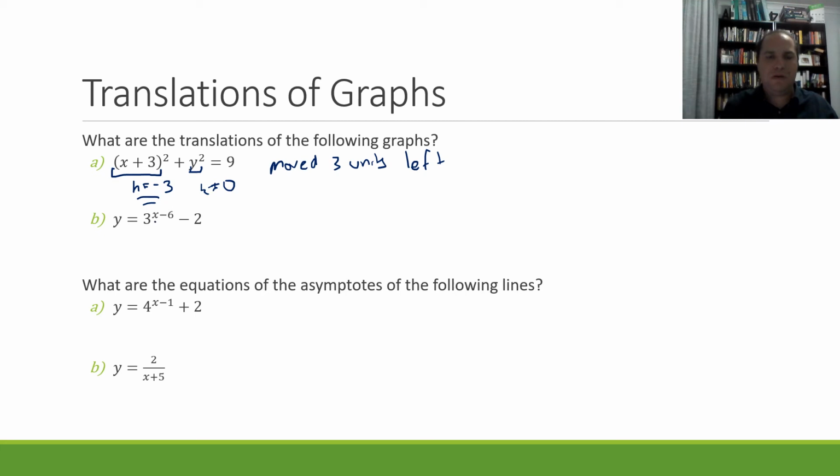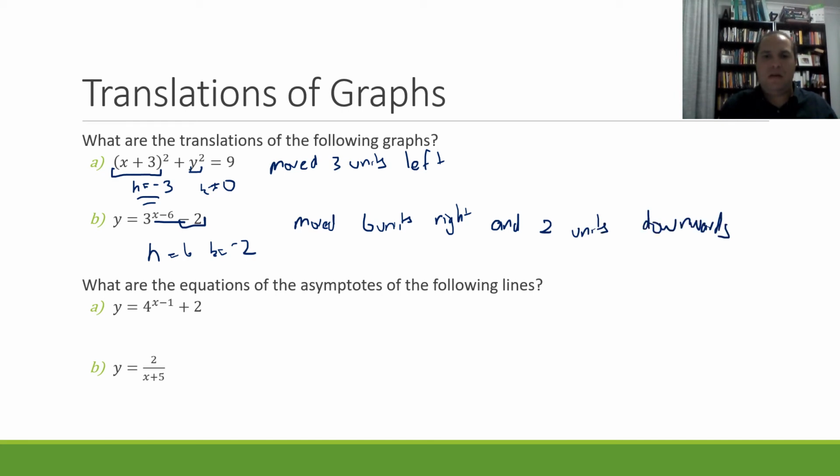For our exponential, we've got our h value up the top there, opposite sign, h is 6, and our k value is here on the end, k equals negative 2. So in this case, our exponential is moved 6 units right, because it's a positive 6, moving to the right, and 2 units downwards. And because our k value is negative 2, we've moved it downwards 2 places.